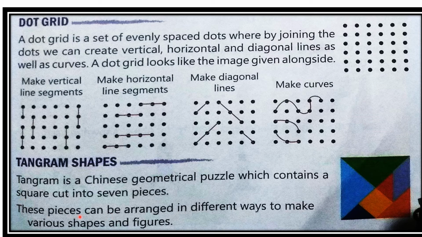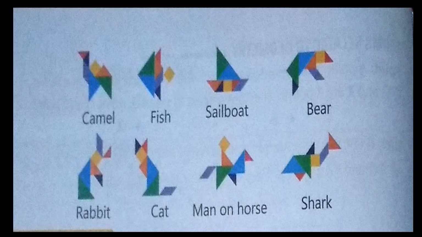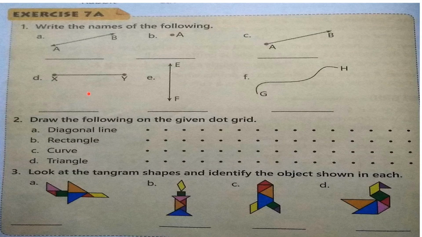So these pieces can be arranged in different ways to make various shapes and figures. Now see here in this page, you will come to know. See, this is a camel. By using the tangram shapes, we are making a camel, fish, sailboat, bear, rabbit, cat, man on horse, and shark. We can form many different kinds of shapes by using these tangram puzzle pieces. Got it, children?